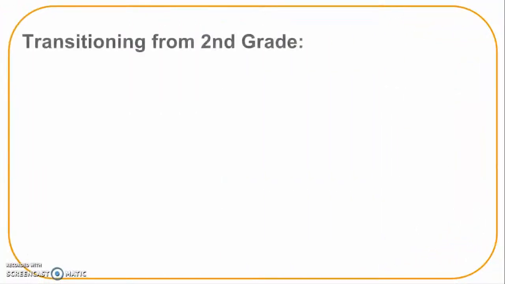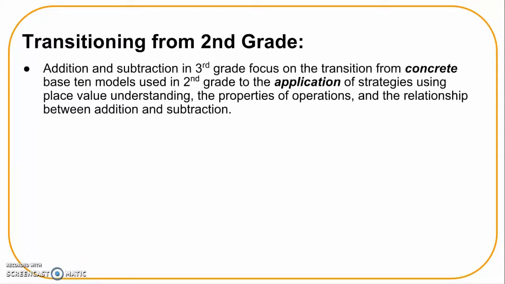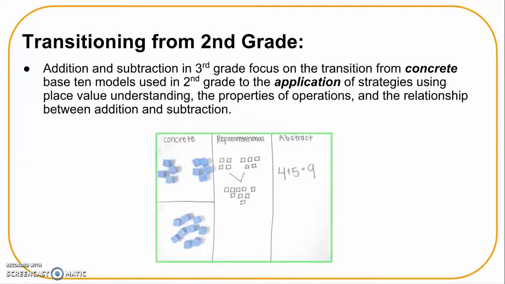As students transition from 2nd grade to 3rd grade, the scope of numbers that students use does not change. But the level of understanding transitions from more concrete, hands-on models to more abstract application of strategies using a strong understanding of place value, the properties of operations, and the relationship between addition and subtraction.